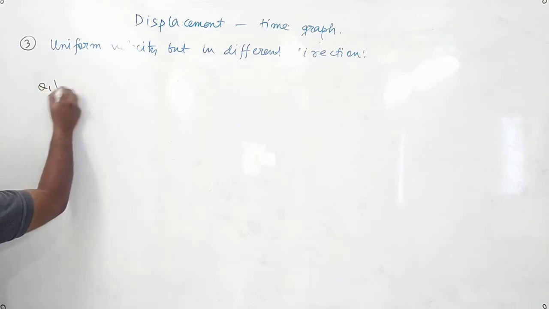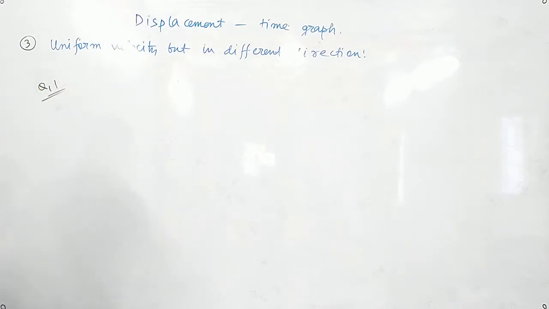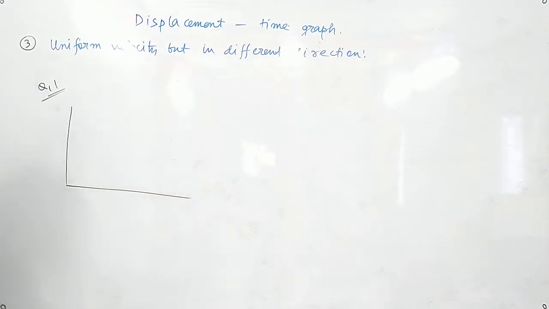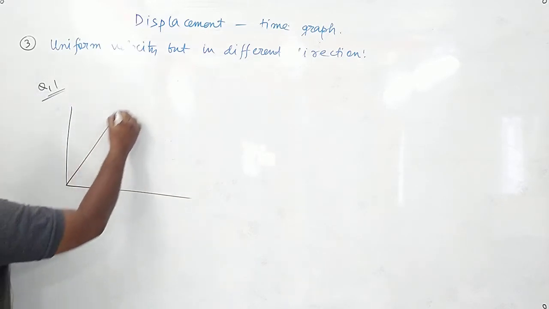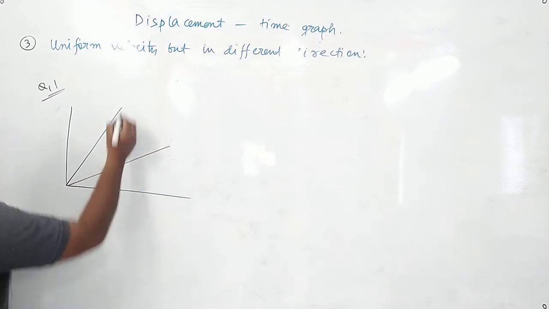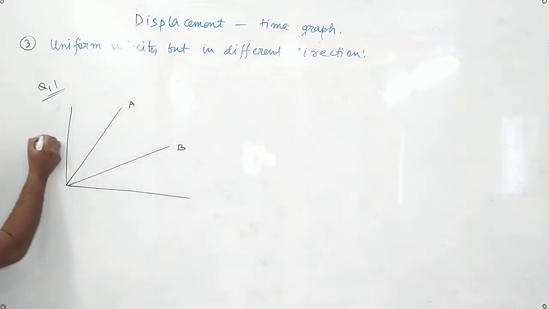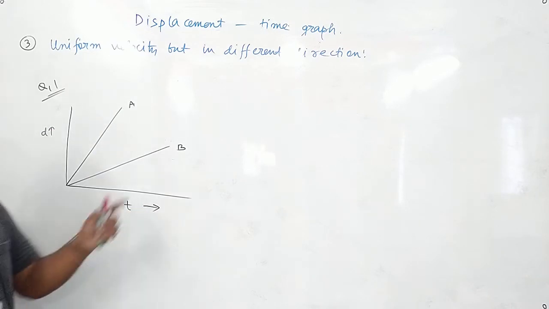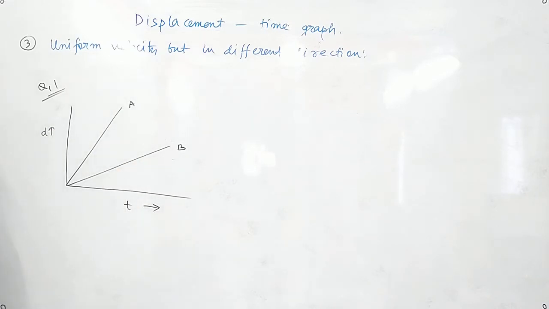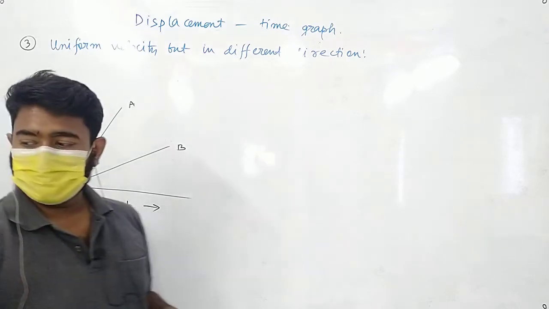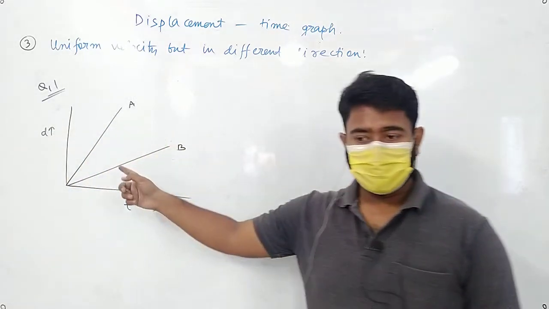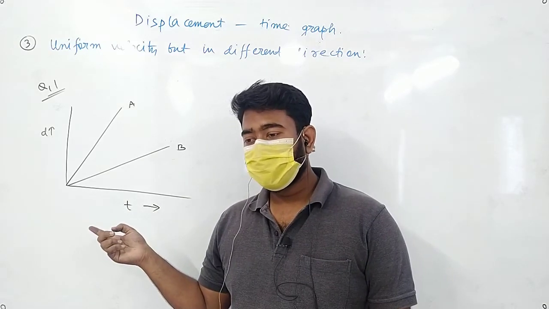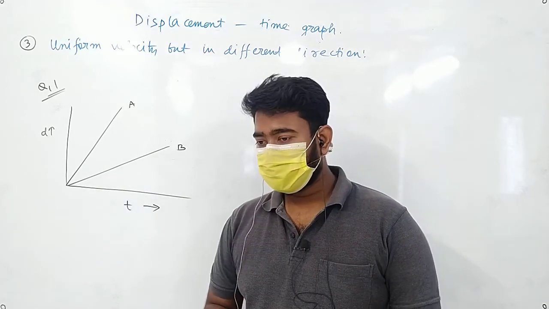Now, question number 1. Tell me, suppose this is a graph. There are two slopes. This one is slope A, this one is slope B. It is a displacement time graph. Can you tell me which one has more velocity? A or B? Which one has more velocity? A. Can you tell me why? What angle now? Acute. This angle is also acute.